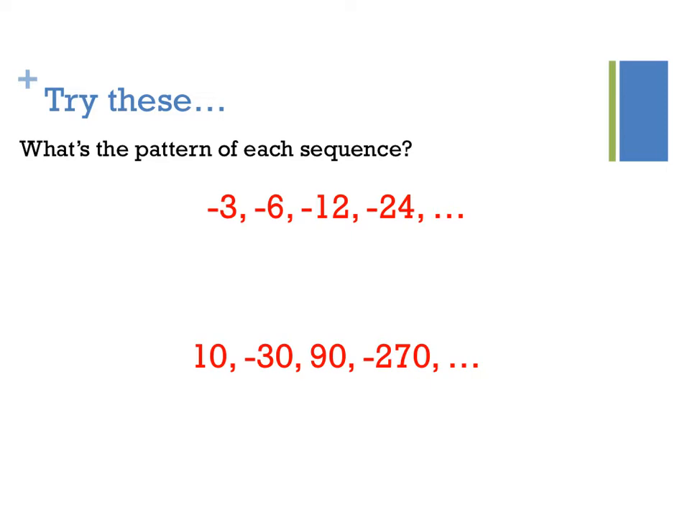In fact, if you look at the first two terms, -3 and -6, to get from -3 to -6, you could also multiply by 2. In fact, if I take -6 multiplied by 2, that's -12. -12 multiplied by 2 is -24, and so forth. So it looks like the pattern here is multiplying by 2.